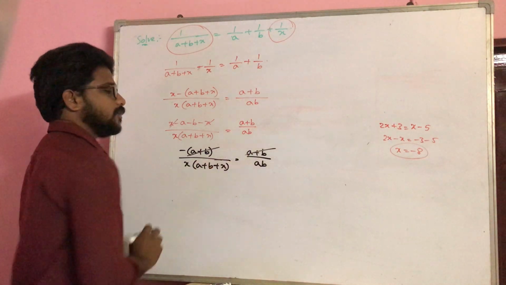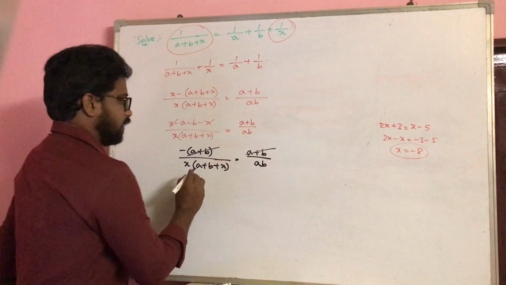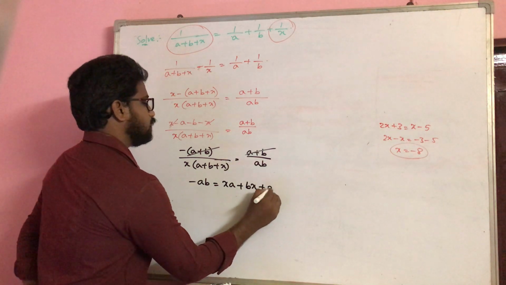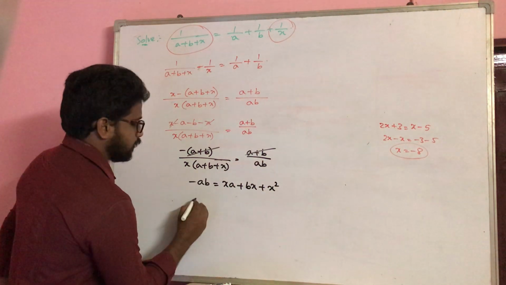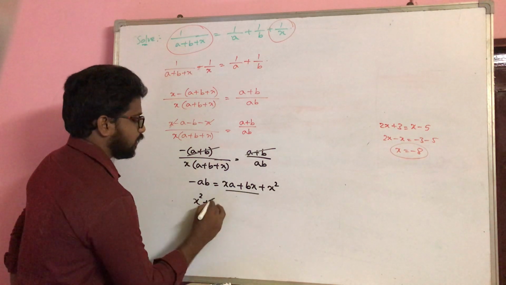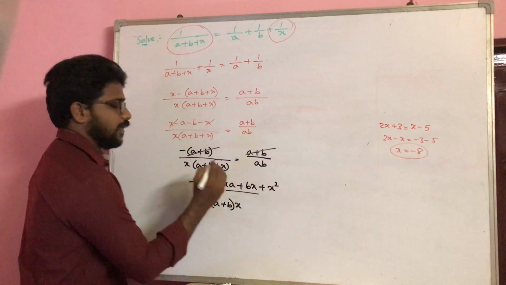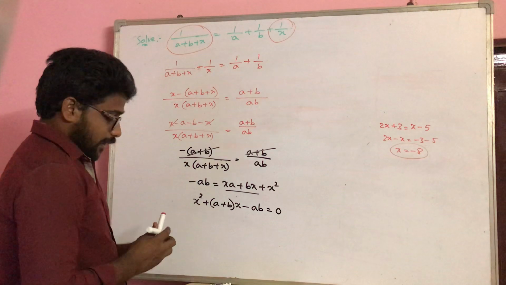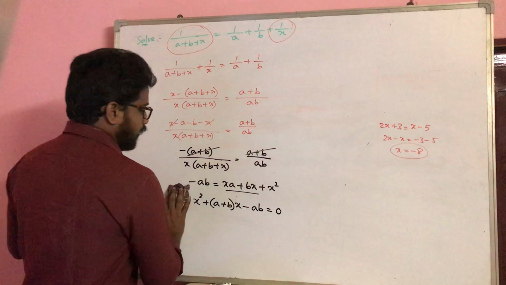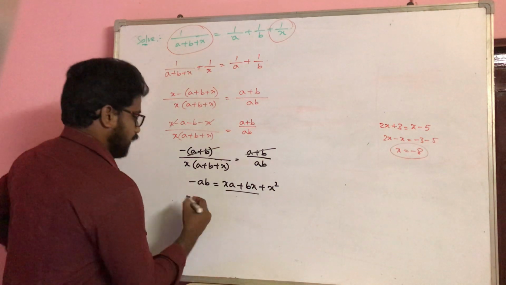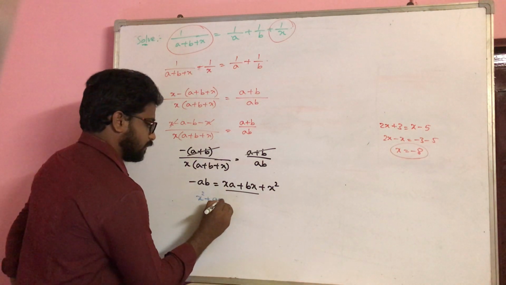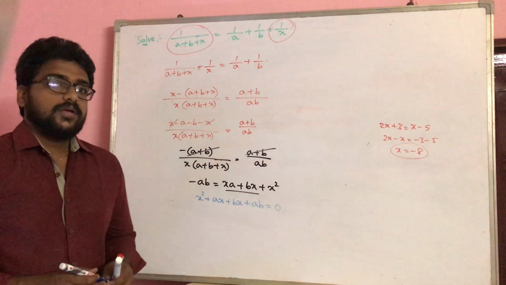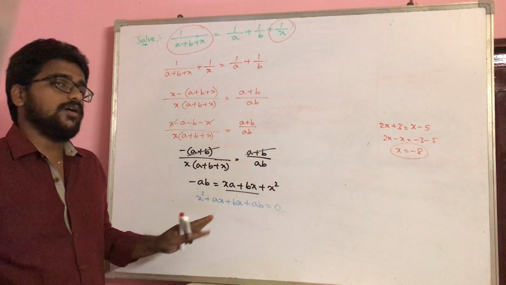You can cancel out a plus b and a plus b, and do further simplification by cross multiplication: ab plus bx plus x square. Now bring all the terms to one side: x square. From these two terms I will take x as common and write it as (a plus b) times x minus ab is equal to 0. Or if you didn't get this type of idea, you can just leave the terms as they are, no problem at all. I will keep the terms as they are: x square plus ax plus bx plus ab is equal to 0.